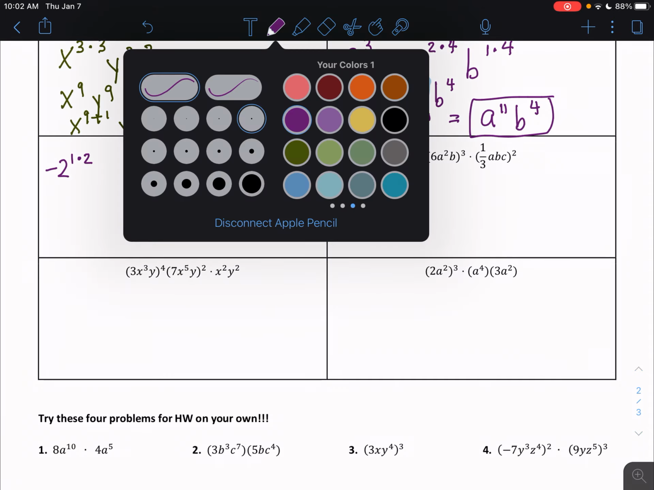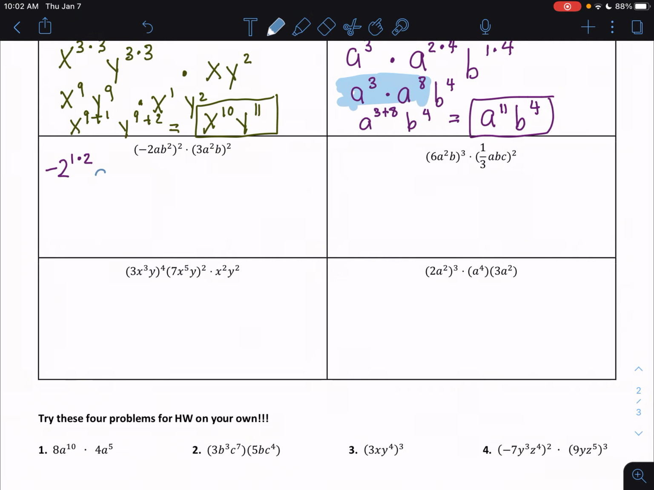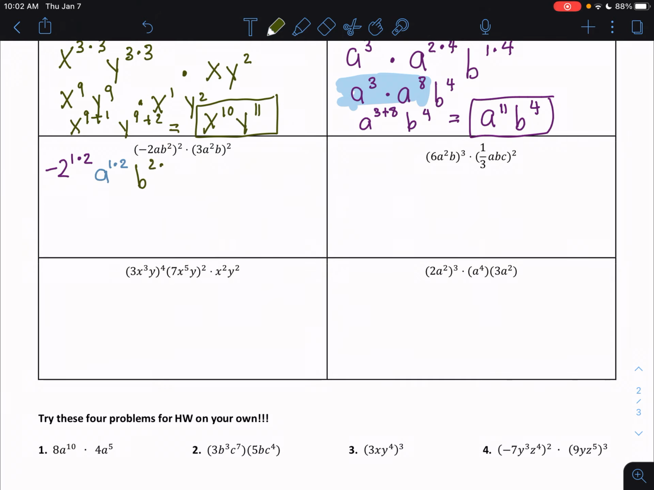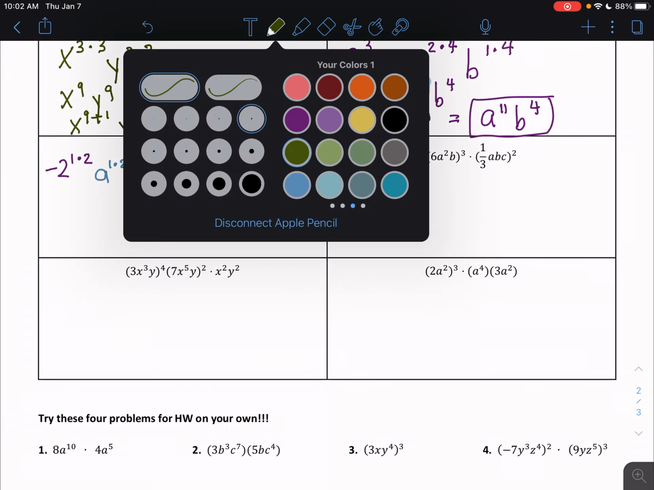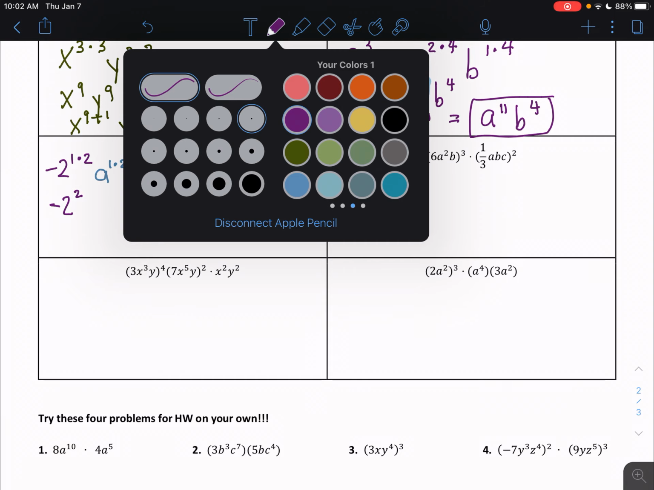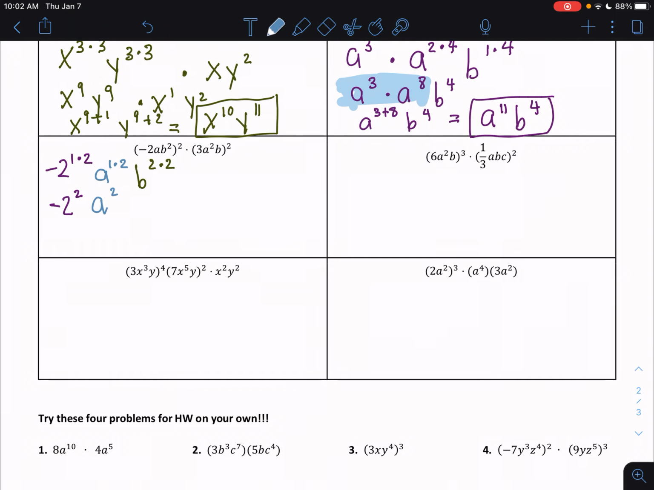Alright, I'm going to make a different color here. So a, again, invisible 1 times 2. And then we have b squared, again, times 2. So that's our first one. We can go ahead and simplify this down so we don't get confused on the other side. So -2 to the second, and then we would have a to the second, and then we would have b to the 4th.